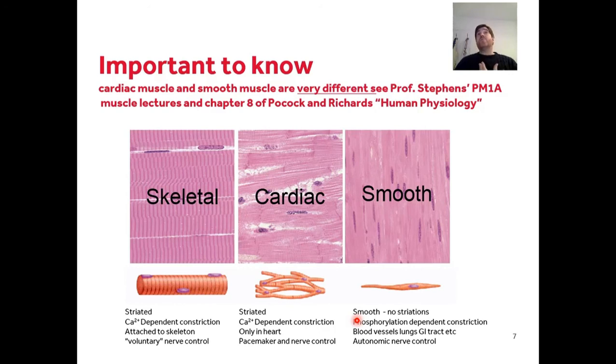I think it's really important to read Pocock and Richards' Human Physiology to understand this in a little bit more detail that I will not cover in these lectures. So I'm going to end this part here and come back to you in part 3 where I'll talk about the microvasculature.